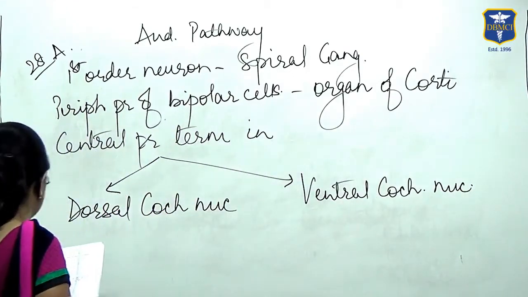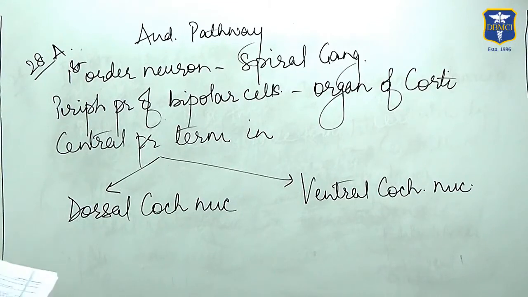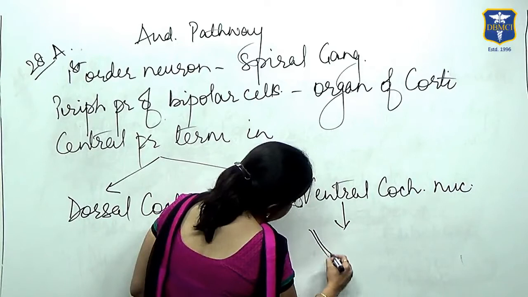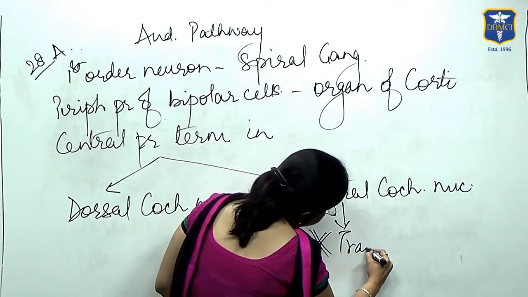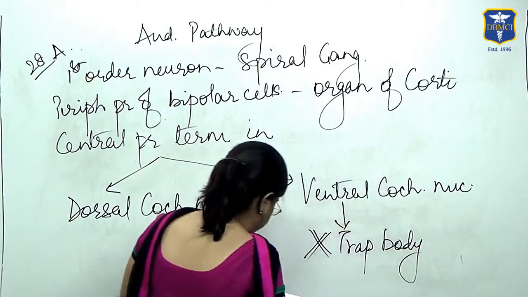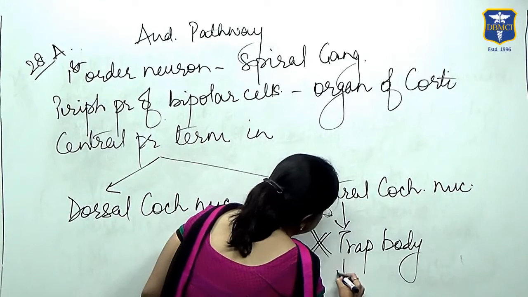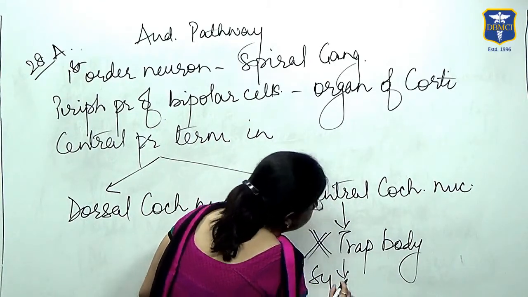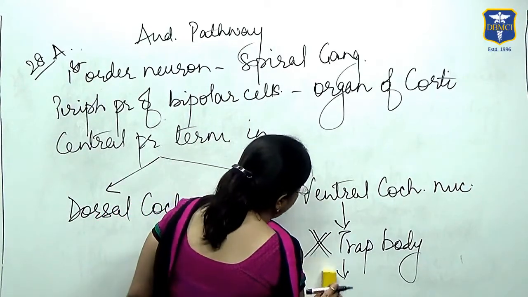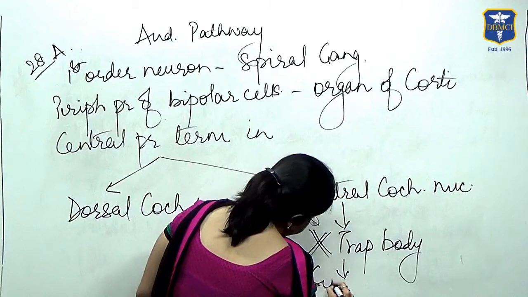Now these are the second order neurons. From the ventral cochlear nucleus, the fibers will go and they will decussate in the trapezoid body, and then they will go to the superior olivary nuclear complex.